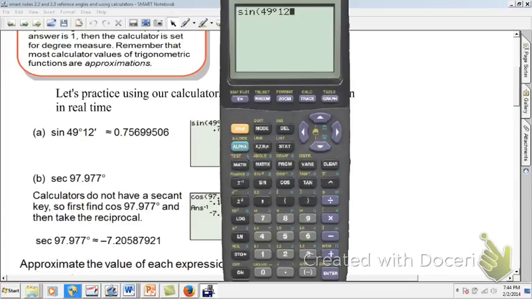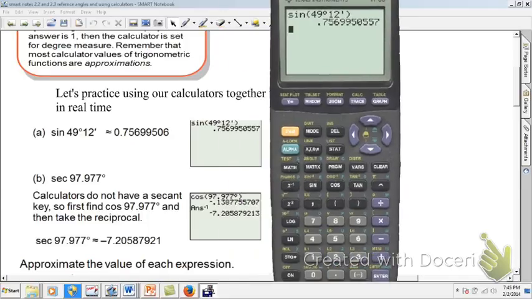And go back in, see, angle's written in yellow, so I'm going to hit second matrix to get angle. Down to minutes. Excuse my nasal voice today. I have a little bit of a cold, but 49 degrees and 12 minutes. Hit enter. And we should see the same thing that is on that screenshot there, 0.75699. Now let's practice the next one.